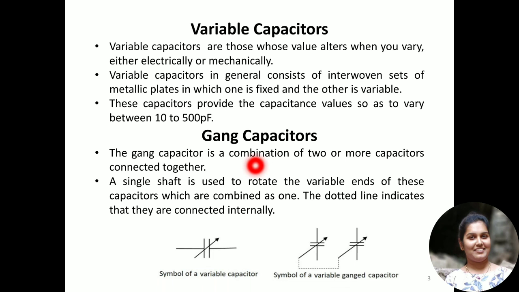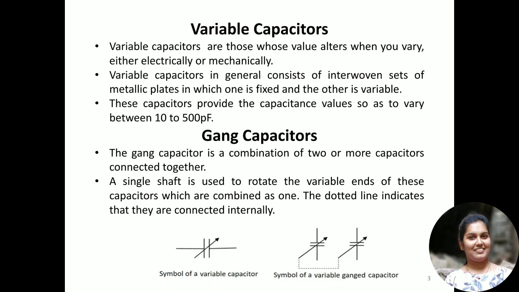So when we talk about variable capacitors, we come across a point called gang capacitors, right? So what is meant by gang capacitor? In some objective type questions also, we may be asked about what is meant by gang capacitors. So you can see a gang capacitor as a capacitor which is a combination of two or more capacitors that are connected together.